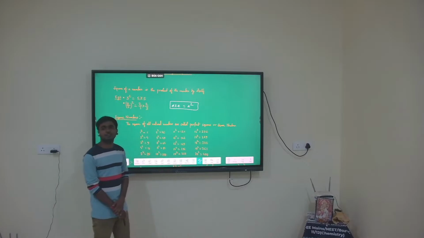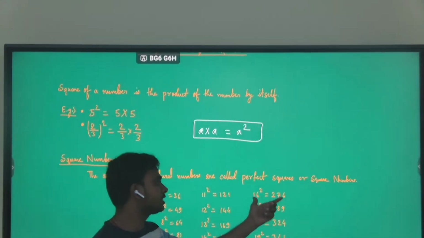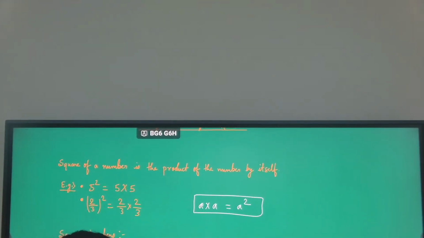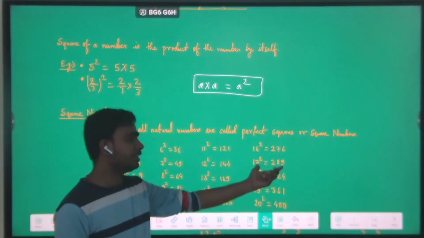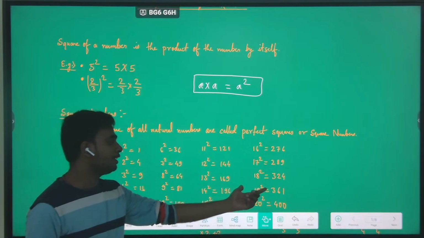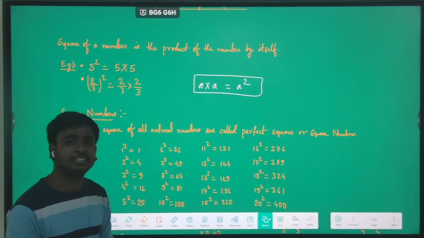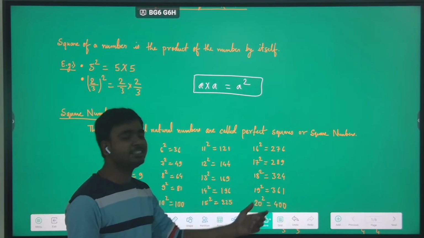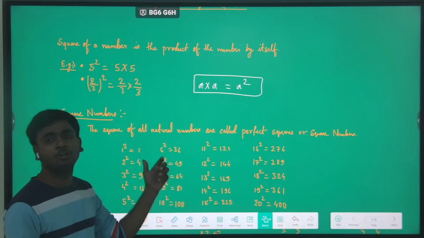The square of 14 is 196. The square of 15 is 225. The square of 16 is 256. Remember, the square of 16 is 256. The square of 17 is 289. It is also required many times. The square of 18 is 324. The square of 19 is 361. It is required. The square of 20 is 400. We have to remember all these squares of 1 to 20.